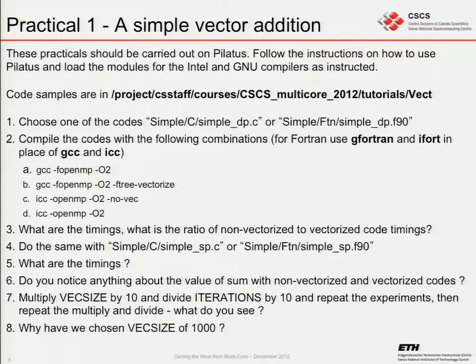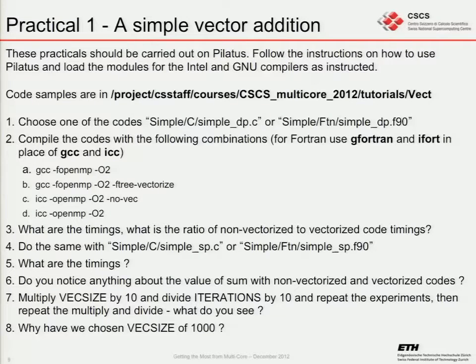On Pilatus, remember to load the 2 modules, because this is C code, we're fine with this, PrgEnv-Intel and GCC/471. Otherwise, you get the old GCC compiler, which doesn't know certainly about the latest vector commands. It may not know about some of the earlier ones either. It may not do a very good job.